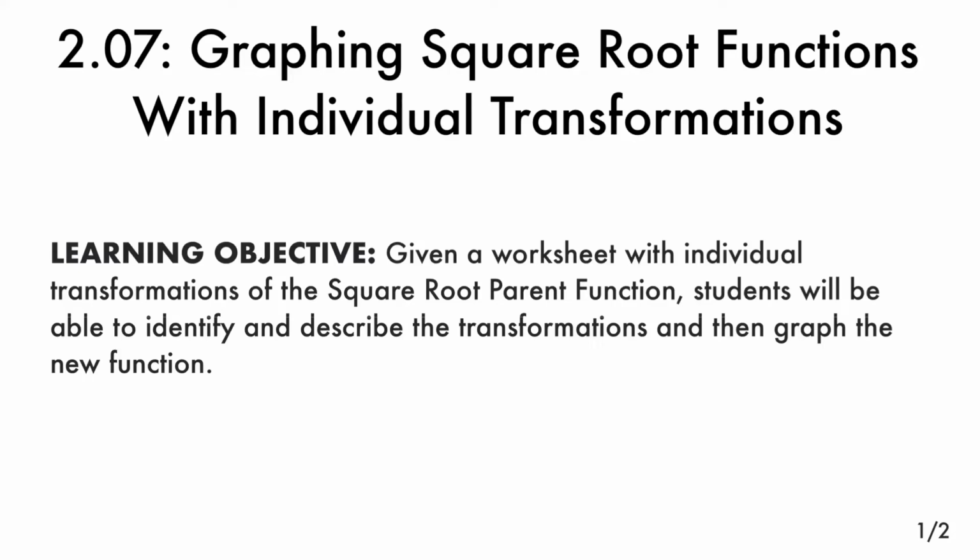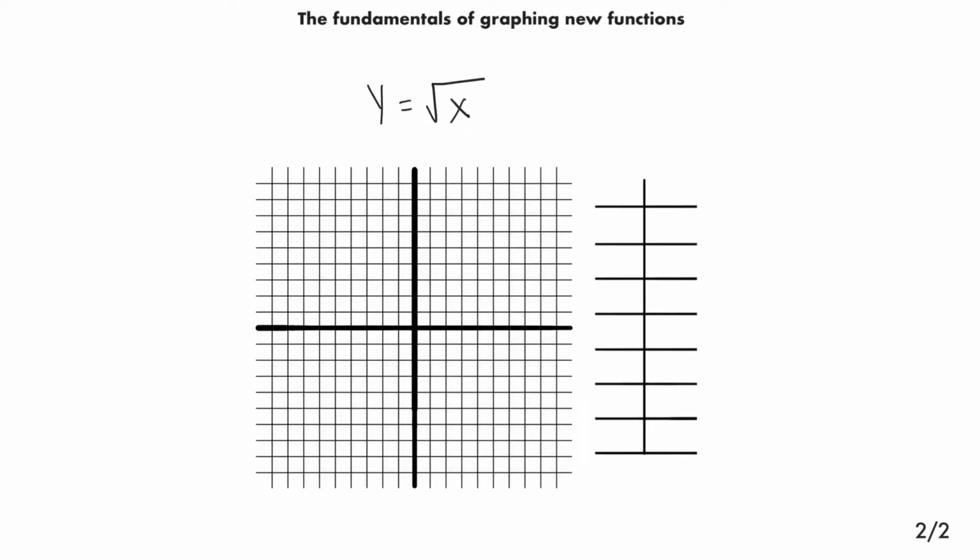In section 7 of chapter 2, we're going to be graphing square root functions with individual transformations. And just like all the others, I'm going to assume you don't know what the square root function looks like. You don't know what a function looks like, you gotta use an XY table, an input-output graph. So, I'm going to pick numbers for X, I'm going to pick numbers for Y.